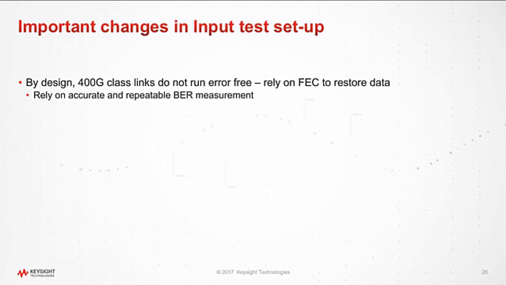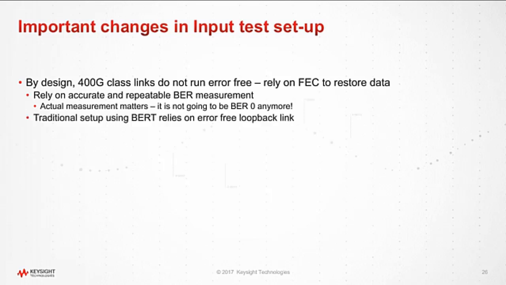Okay, when the links ran error-free, basically if you saw anything other than 0 in the display, you knew that you had a problem. But now you're not going to see 0 in the display, so you're going to rely on the integrity of that measurement. So that's a big thing. That is a big change that we're seeing now. And the other one is in the test setup. Because these links don't run error-free, we've got to think about that loopback link in the BERT, that's driving the error detector with loopback data. That link itself might not be error-free, and that creates some problems. That's what I'm going to talk about quite a bit.